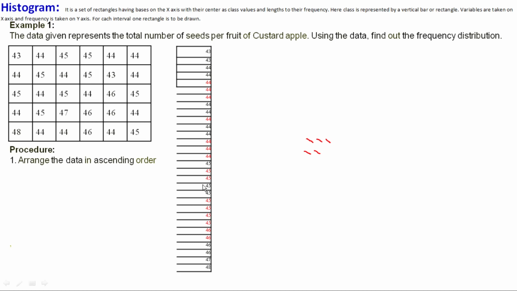After that, once you arrange the data systematically in this ascending way, you go ahead with a calculation, especially for finding the class range. Now what is class range? Class range is nothing but the value which indicates the lowest and largest figure in this particular data. As far as this particular data is concerned, you will find that the lowest value is 43 and the maximum value, or the greatest one, is 48.